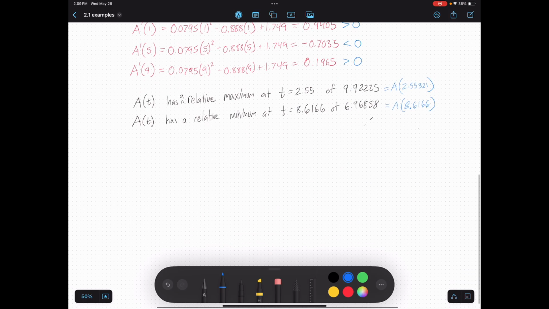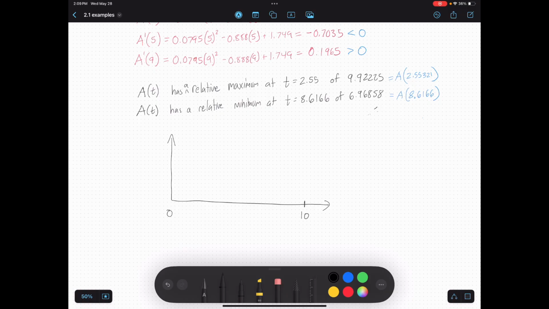So now if it wants me to graph this, well, of course, I'm going to be starting at 0 and ending at 10. In the function, what am I looking for? I'm looking for at 2.5, or around 2.5, right? 2.5, of course, is just rounded. At around 2.5, I'm going to have a maximum. And then what's happening at 8.6, around 8.6, I should see a minimum. So my graph should look something like that.